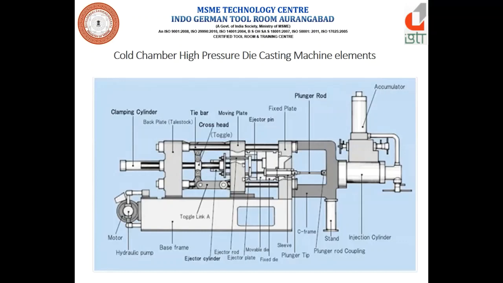So the fixed platen is located at the short end side from where the material is poured, and this holds the fixed half of the dies. The moving platen is located between the stationary and rear platen. This is also visible on the screen. Moving platen is in between our fixed platen and rear platen. The moving half of the die is mounted on this moving platen.